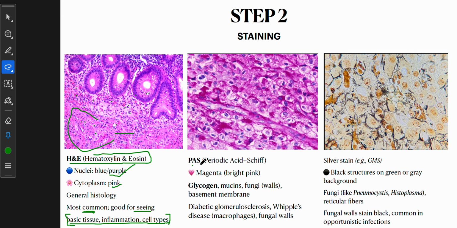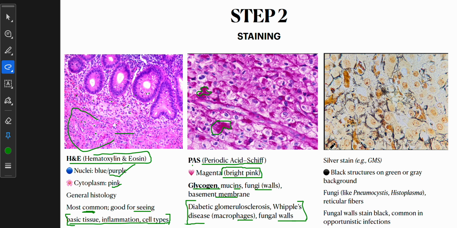And in PAS stain, that is periodic acid Schiff stain, there is bright pink color seen. That is magenta color. You can see this bright pink color right here, right? So on a histology slide, you should not get confused between H&E stain and PAS stain. In PAS stain, there are bright red structures, and they are usually glycogen or mucins, fungal walls, and also basement membranes. It is typically seen in cases of diabetic glomerulosclerosis, Whipple's disease, macrophages, and fungal walls. So we stain by PAS in case of fungal infection, and also Whipple's disease and diabetic glomerulosclerosis.